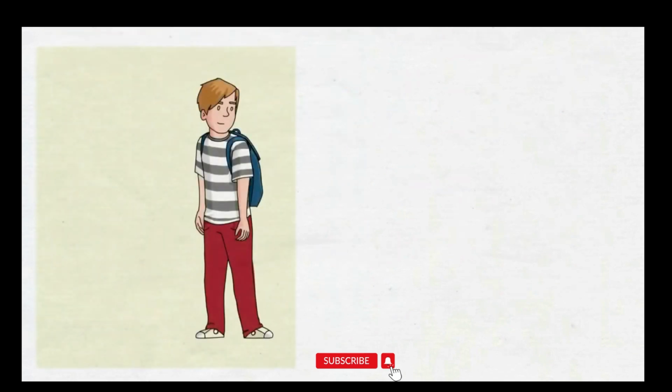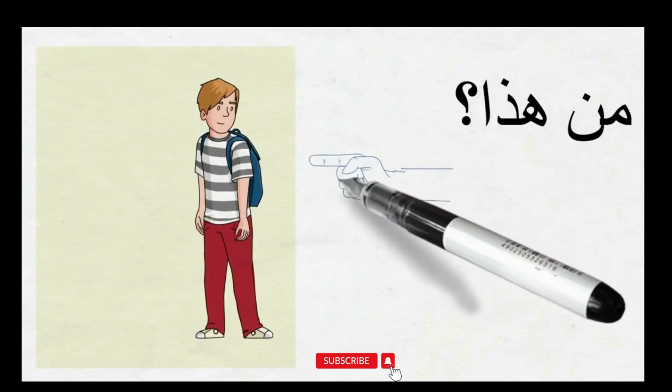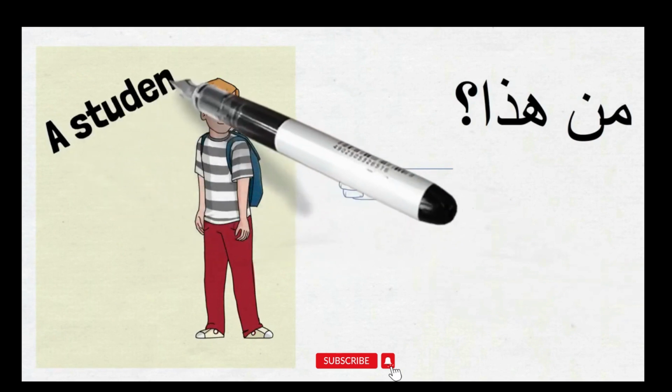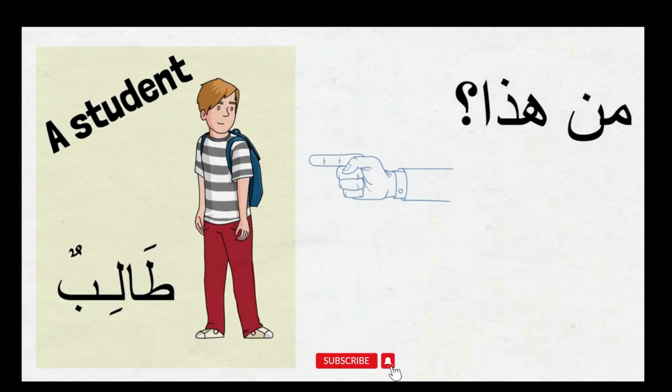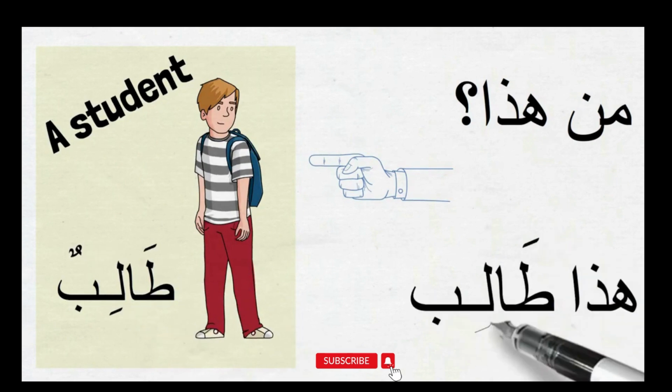Next question. Man hada? We are seeing a student in the picture, and a student is talibun, which is another new word for us. طالب. So the answer to من هذا here will be هذا طالب. This is a student. هذا طالب.